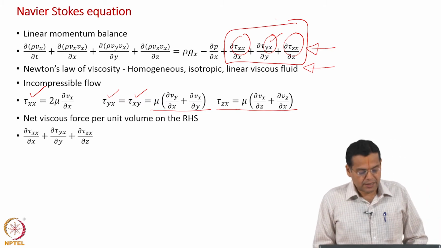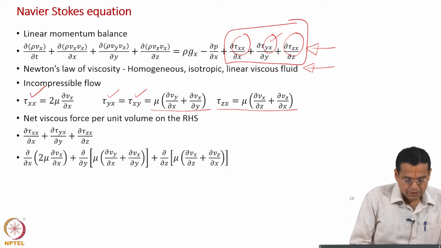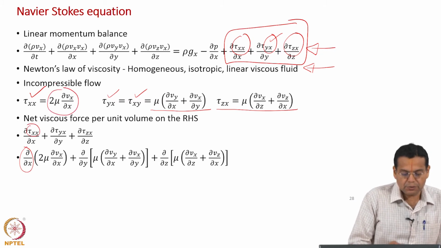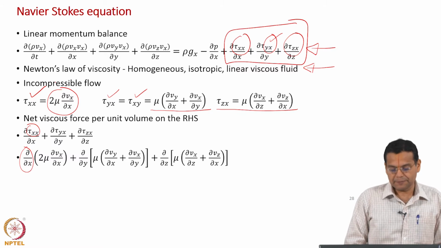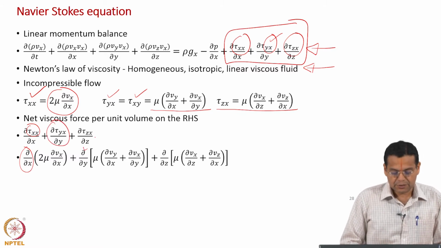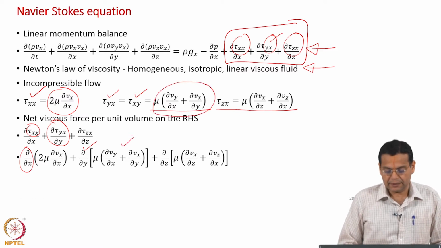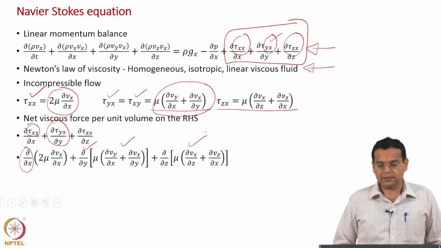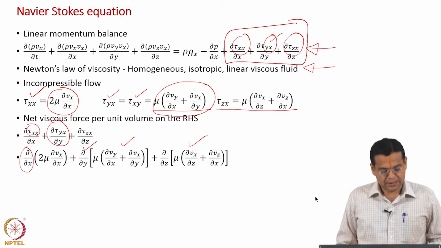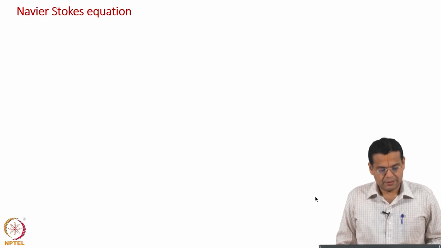Let us write them down and then substitute. What have I done? For tau xx, under dou by dou x, I substituted 2 mu dou v x by dou x, and then I have dou by dou y of tau yx, so dou by dou y with this expression substituted. Similarly, the third term. Okay, so let us simplify this equation.